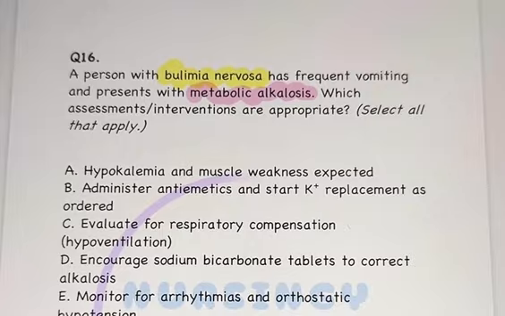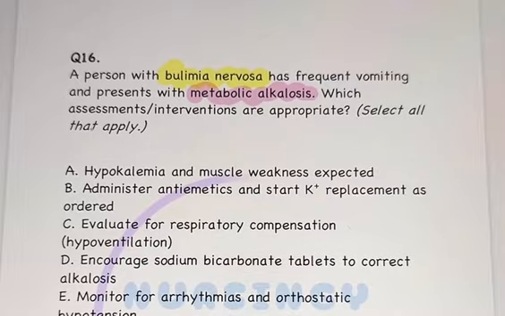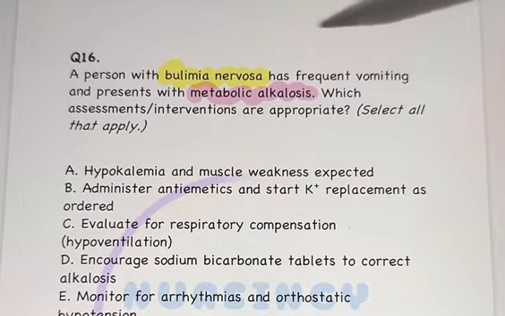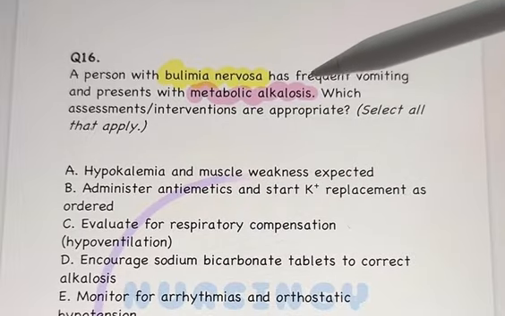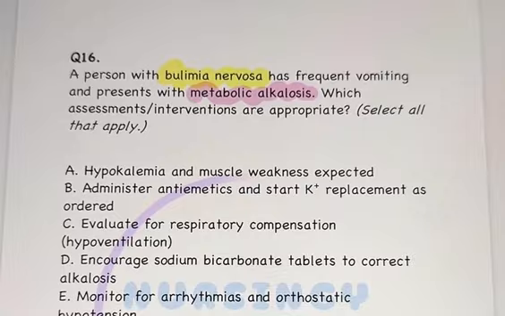Yes, they do. So what happened with that, the loss of acid due to the vomiting will increase the bicarbonate level in the body. Okay, and this will cause metabolic alkalosis. Too much vomiting can cause that. And if somebody is having too much diarrhea, that will cause the metabolic acidosis, because then we are excreting the bicarbonate ion. So in this one patient is vomiting, so that's why we will see metabolic alkalosis. Hypokalemia and muscle weakness expected.